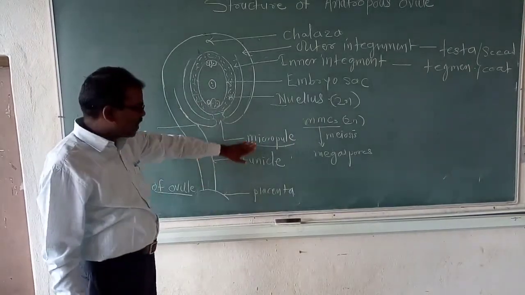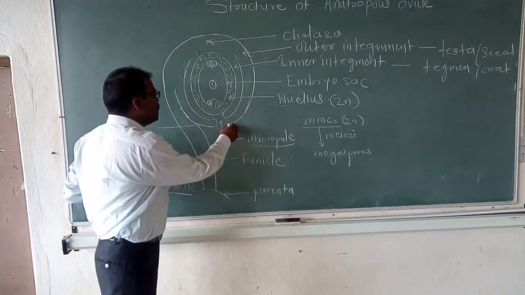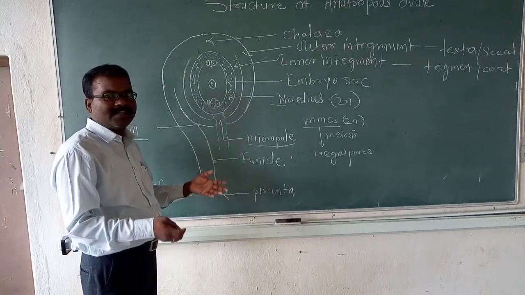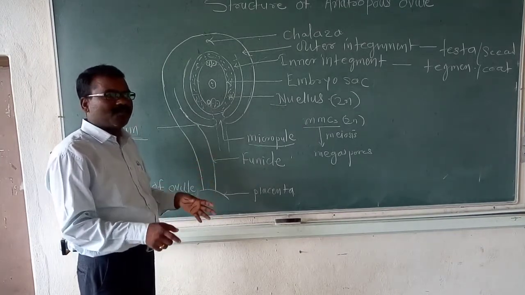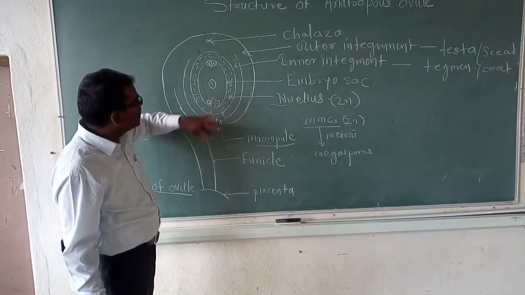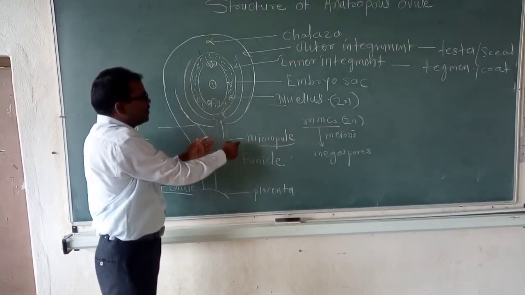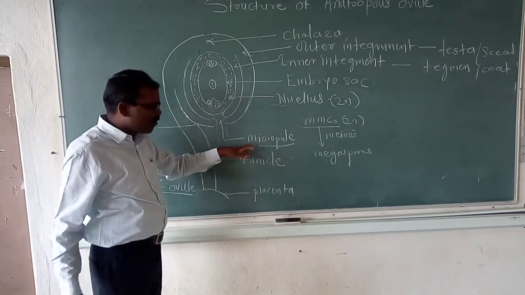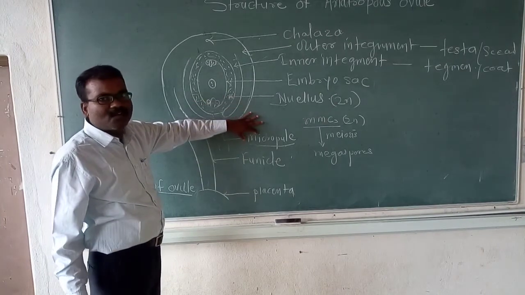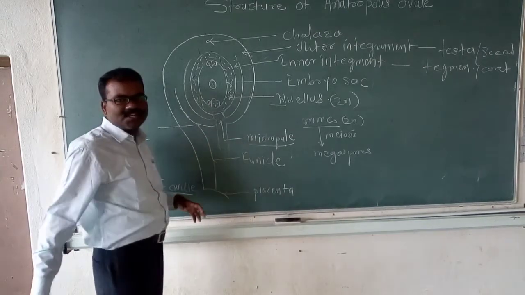Then what is the function of micropyle? Micropyle allows the pollen tube to enter during fertilization. You know that in the development of the male gametophyte, there is a pollen tube along with cytoplasm, tube nucleus, and two male gametes. The pollen tube carries two male gametes, and that pollen tube enters the female gametophyte through a small opening called the micropyle.